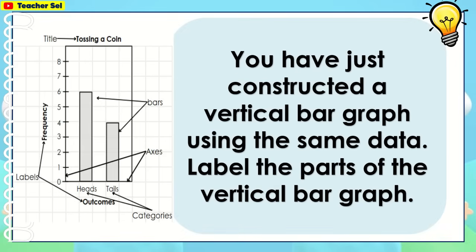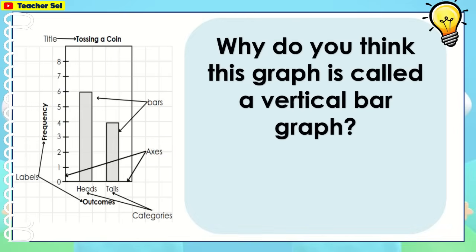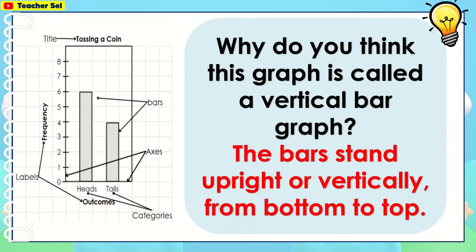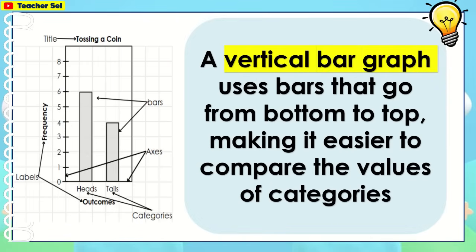You have just constructed a vertical bar graph using the same data. Label the parts of the vertical bar graph. Why do you think this graph is called a vertical bar graph? The bars stand upright or vertically, from bottom to top. A vertical bar graph uses bars that go from bottom to top, making it easier to compare the values of categories.